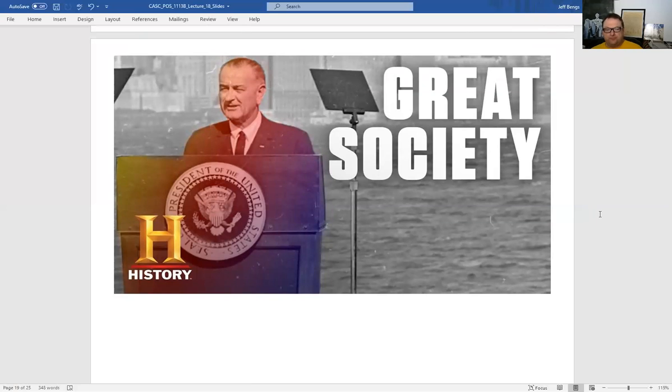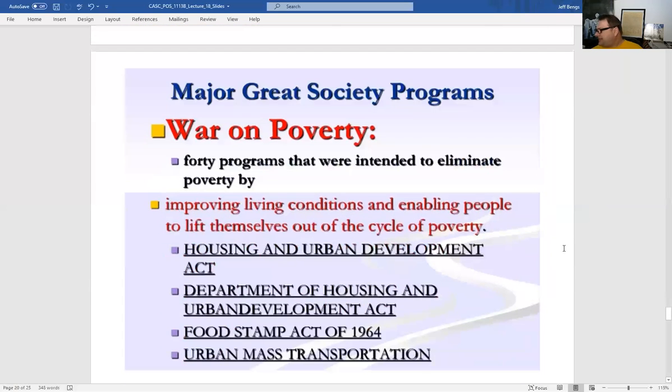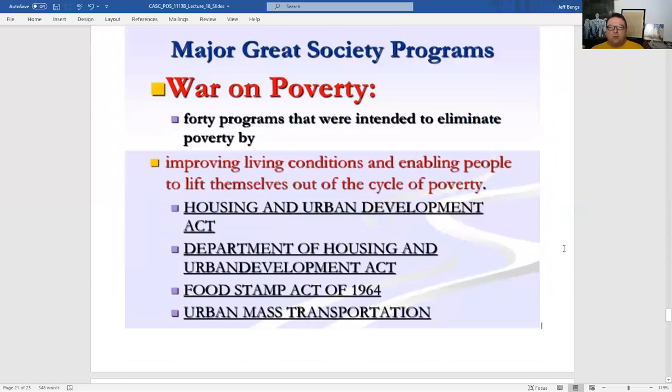Make sure you know about these two big waves of federal government inclusion into social welfare: FDR's New Deal and LBJ's Great Society. The Great Society, one of their major platforms was a war on poverty. 40 programs that were initiated to eliminate poverty.